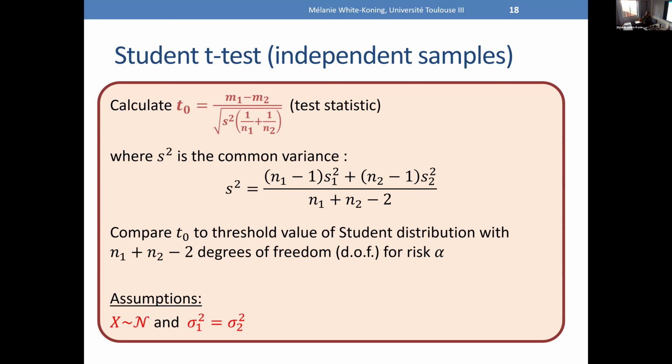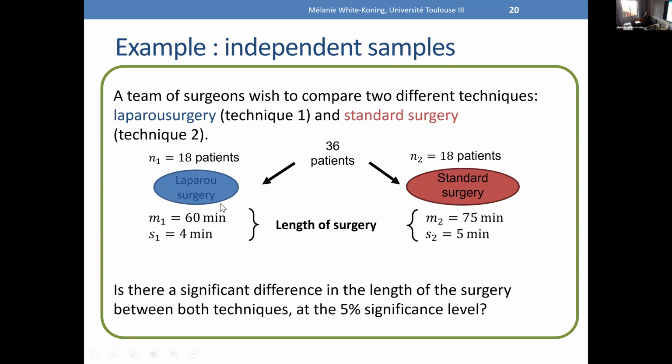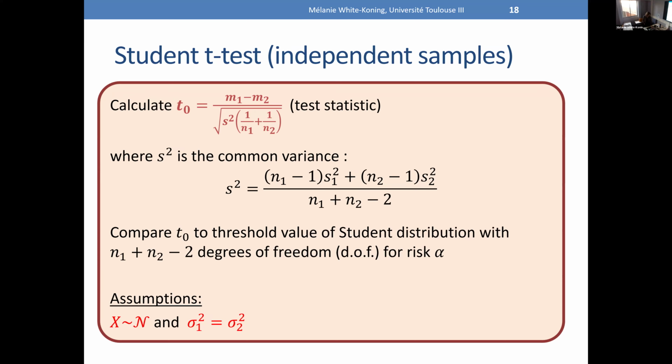So try and calculate this based on the values here. M1 equals 60, S1 equals 4, M2 equals 75, S2 equals 5, N1 and N2 are equal to 18. And you can do these calculations, okay?